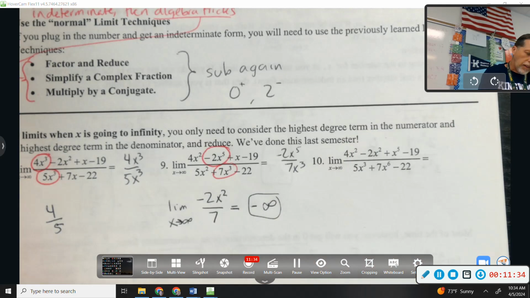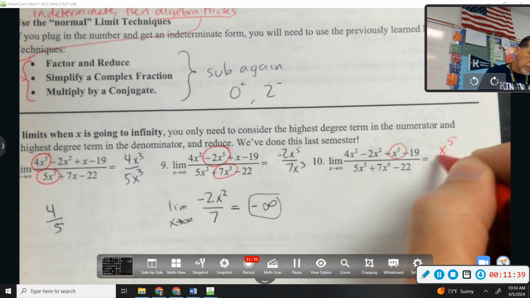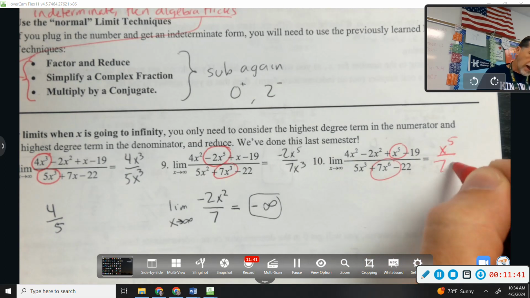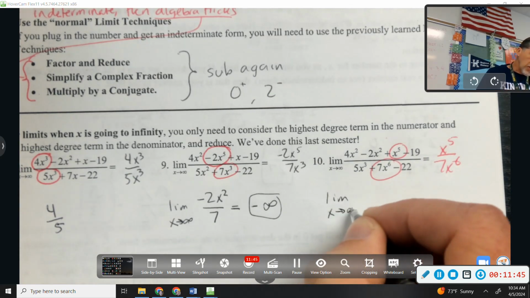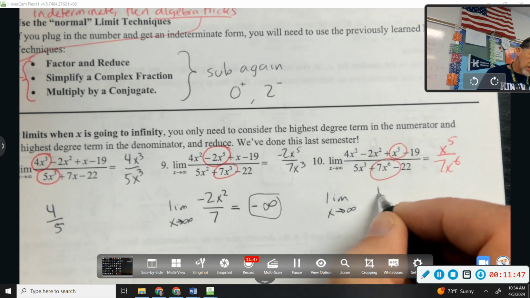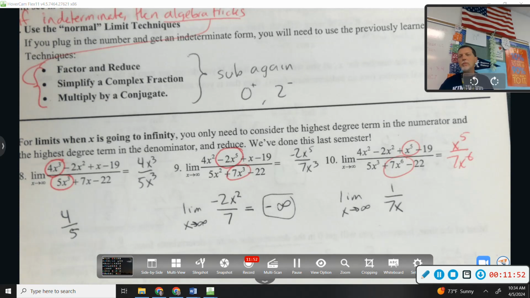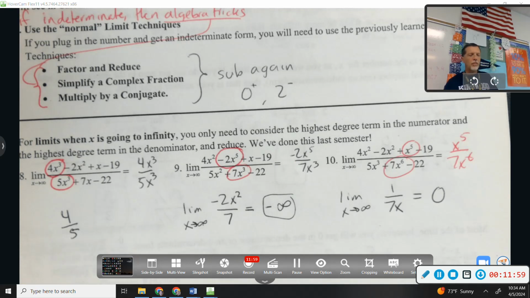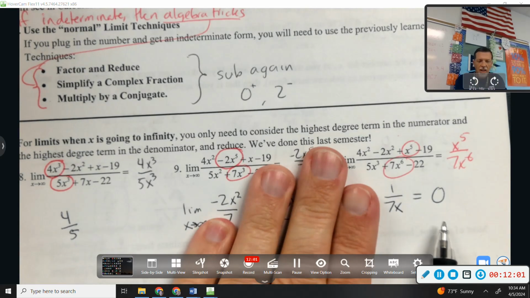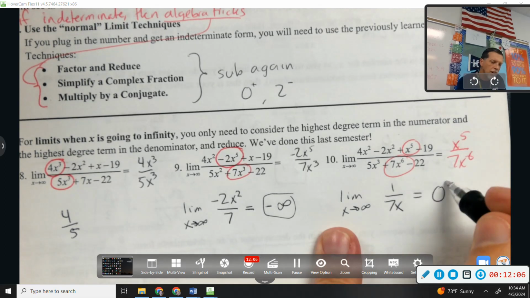And then the last one, again, be careful. Make sure you grab the highest degree term from the top, the highest degree term from the bottom, because at infinity, that's all that will matter. And as x gets really, really big, 1 divided by 7x. Be careful how you phrase that. 1 over 7x doesn't ever equal 0, but the limit means what are we getting close to? We're getting closer and closer to 0.